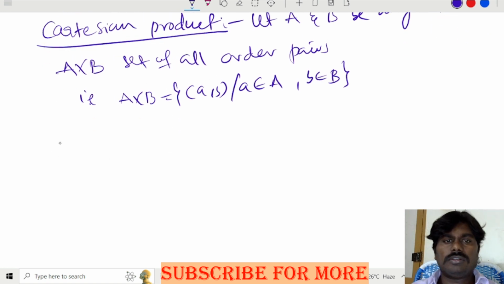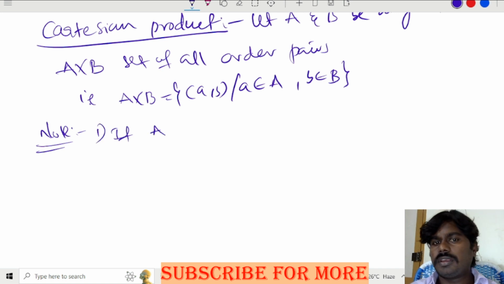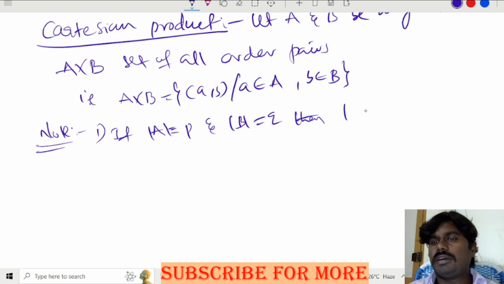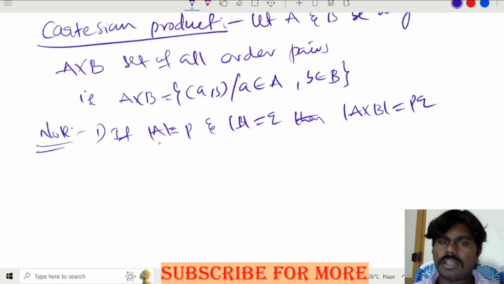Now we'll see some points here. First, if the order of A is equal to p and the order of B is equal to q, then the order of A cross B is equal to pq. That means if the number of elements in A, or cardinality of A, is p and the cardinality of B is q, then the number of elements in A cross B is p into q.